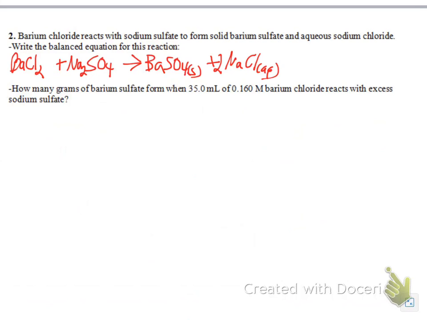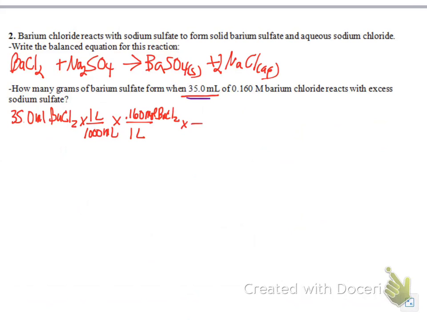with excess sodium sulfate? So I'm going to start with the amount of the given that I have, 35 milliliters of barium chloride. And in order to be able to use the molarity as a factor, I've got to convert milliliters to liters. And then I use my molarity, right? 1 liter is 0.16 molar barium chloride. I have a redundant factor there. I'm just going to cross that out. And 1 mole of barium chloride will give me 1 mole of barium sulfate. That's the mole ratio in the balanced equation.